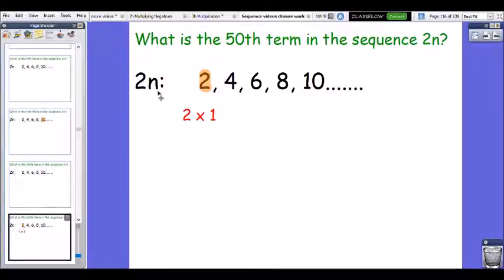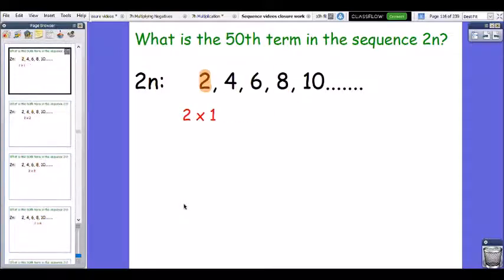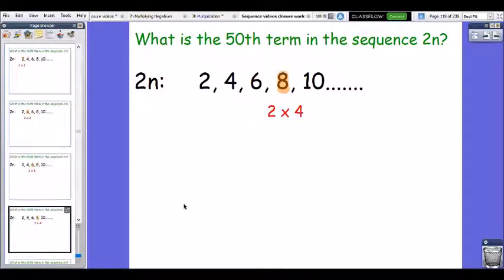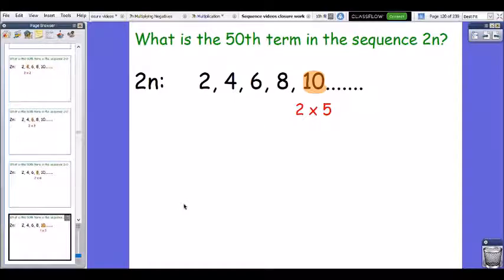Well, the first term in my 2 times tables I calculate by going 2 times 1. The second term I'll go 2 times 2. My third term will be 2 times 3. To get the fourth term I'll go 2 times 4 and so on. And 2 times 5 would give me my fifth term. Do we notice a pattern there? Let me go back. So 2 times 1, 2 times 2, 2 times 3, 2 times 4, 2 times 5. Do we notice that all I'm doing to find a particular term number is times it by 2.